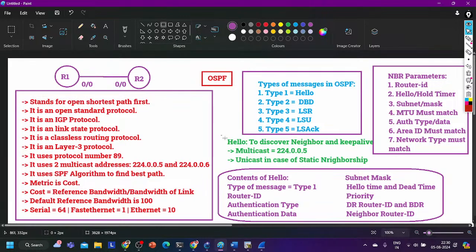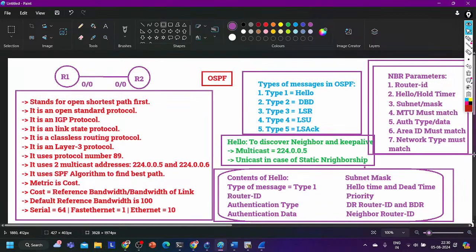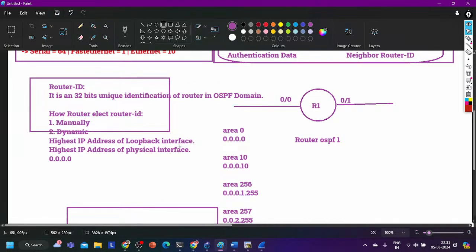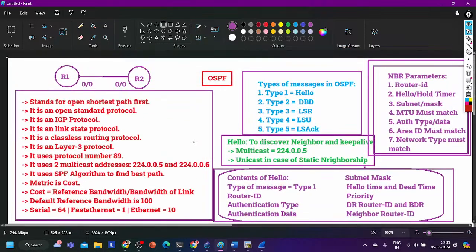After that we have seen one message, the first message of OSPF, that is the hello message. Then contents of the hello message and neighborship parameters. After that we have seen basic configuration and router ID as well, right? Now tomorrow I will start from the DBD message, and before talking about DBD you have to understand neighborship states.